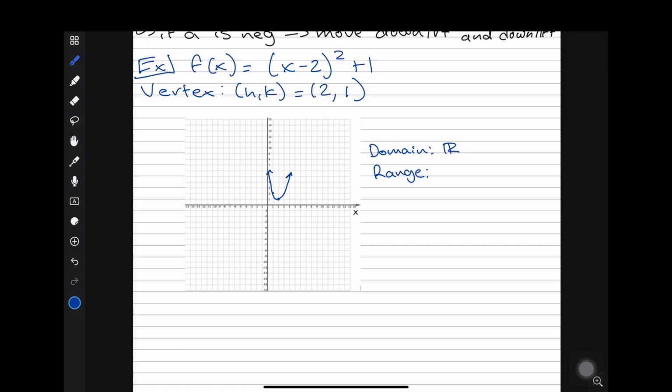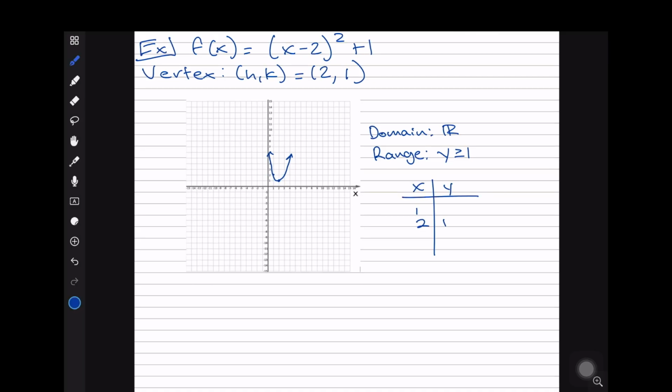You can also check by making a table. Your vertex goes in the middle, so 2 comma 1. And then you can go back to find that point. So if you go back by 1, your x becomes 1 and your y becomes 2. If you go forward from the vertex, your point becomes 3 comma 2. And all those points check out because those are the points that we plotted. So this graph checks out.